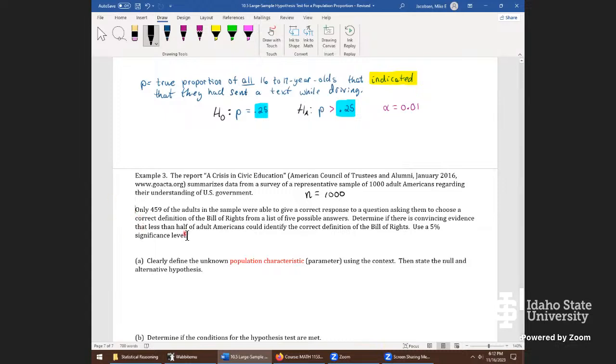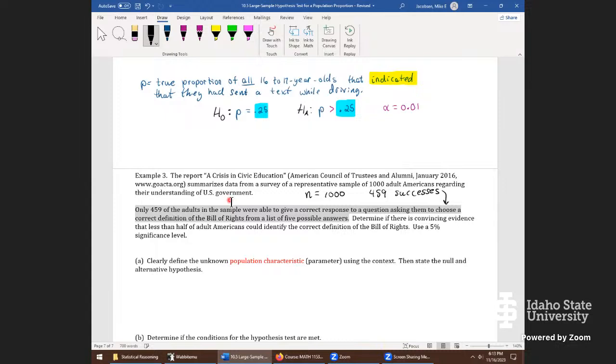On the next portion, it says only 459 of the adults in the sample were able to give a correct response to a question asking them to choose the correct definition of the Bill of Rights from a list of 5 possible answers. Here they're talking about the successes. If they give you a number relative to the sample, 459 adults in the sample, then that number is what's important to them. They're indicating successes right there. So let's say 459 successes.